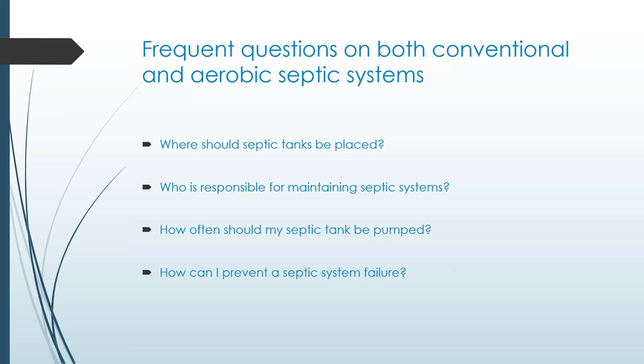How can I prevent a septic system failure? Inspect the system every 1 to 3 years, as we just mentioned. Pump the tank every 3 to 5 years. Flush only human waste and toilet paper. Some other questions directly related to preventing a septic system failure.